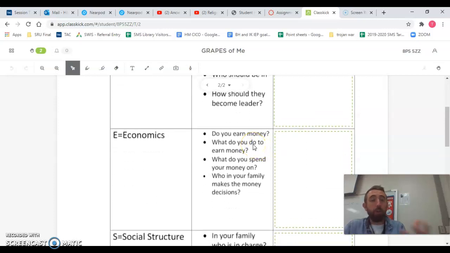Economics. Do you earn money? Do you have an allowance? Do you have a job? What do you do with your money? If you don't have money, what would you do if you had it?